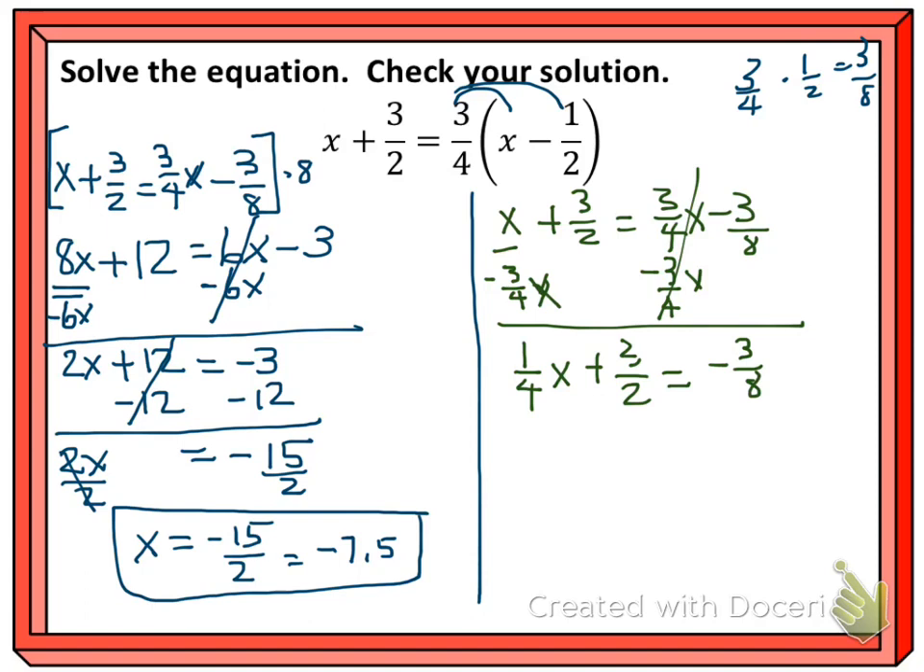Okay, and now I need to subtract my 3 halves from both sides. It's being added, so I need to subtract 3 halves from both sides. Minus 3 halves. Those will cancel. And now whenever you subtract fractions or add fractions, you need a common denominator. So I take the big one again. It's 8. Does 2 go into 8? It does. So the common denominator is already 8. So I just need to get the other one to have a denominator of 8.